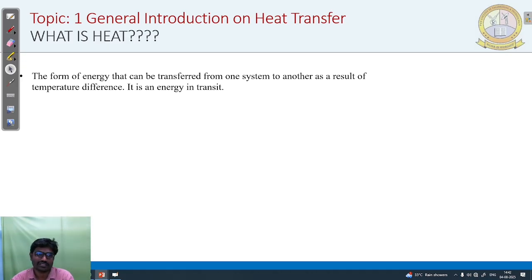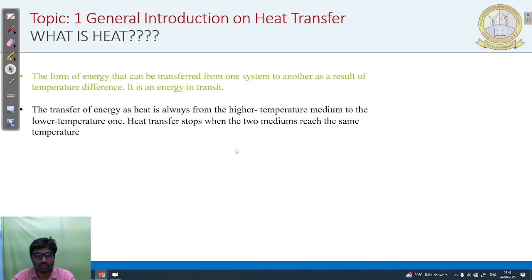In a similar way in nature, the important phenomenon is called heat. It is a form of energy that can be transferred from one system to another, mainly from higher temperature to lower temperature. That is the thing we want to keep in mind. And it is energy in transit. It is energy which flows from a higher level to a lower level. As I mentioned, the transfer of energy as heat is always from the higher temperature medium to the lower temperature one, until it reaches the equilibrium condition.